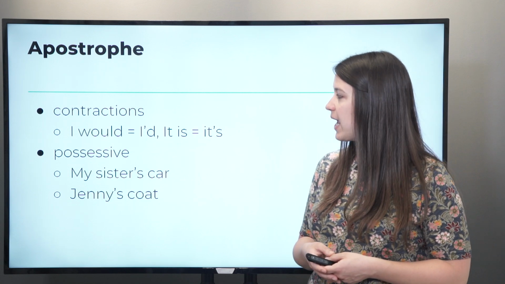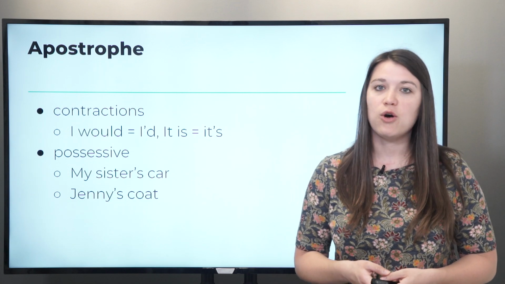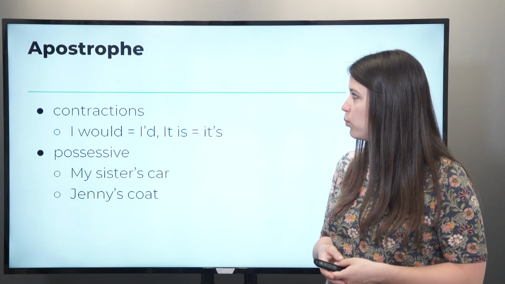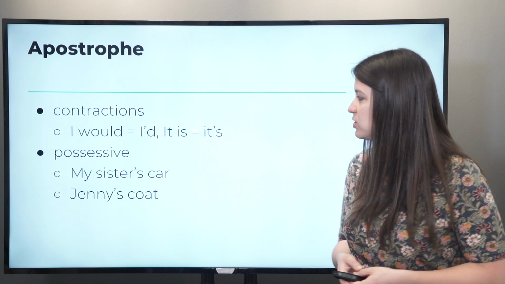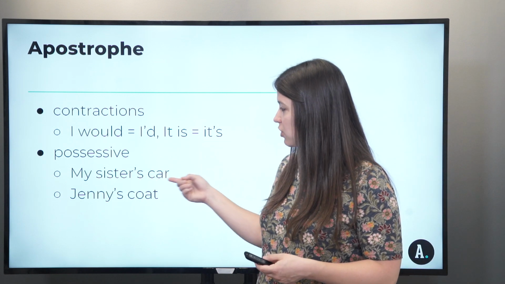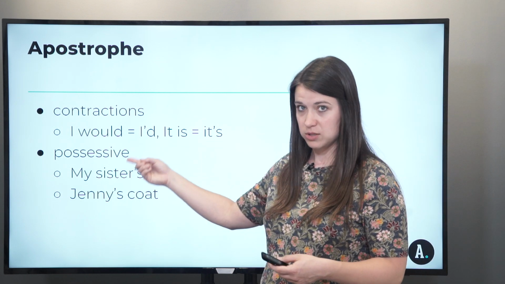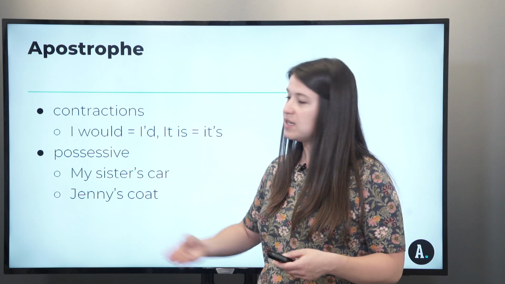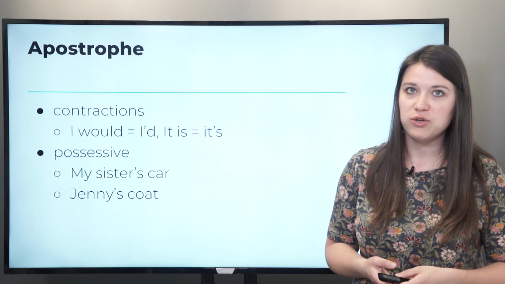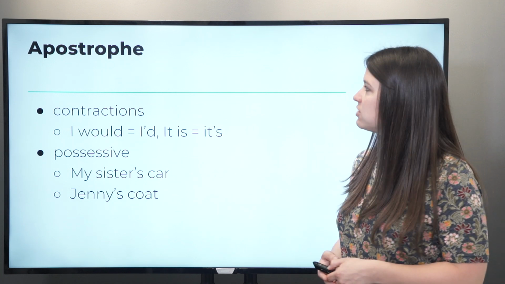Okay, and the other way is the possessive. So, for example, when we want to express possession, we use an apostrophe S. Okay, so "my sister's car," okay, so this car belongs to my sister, or "Jenny's coat," the coat belongs to Jenny. Okay, so we use the apostrophe S to show possession.